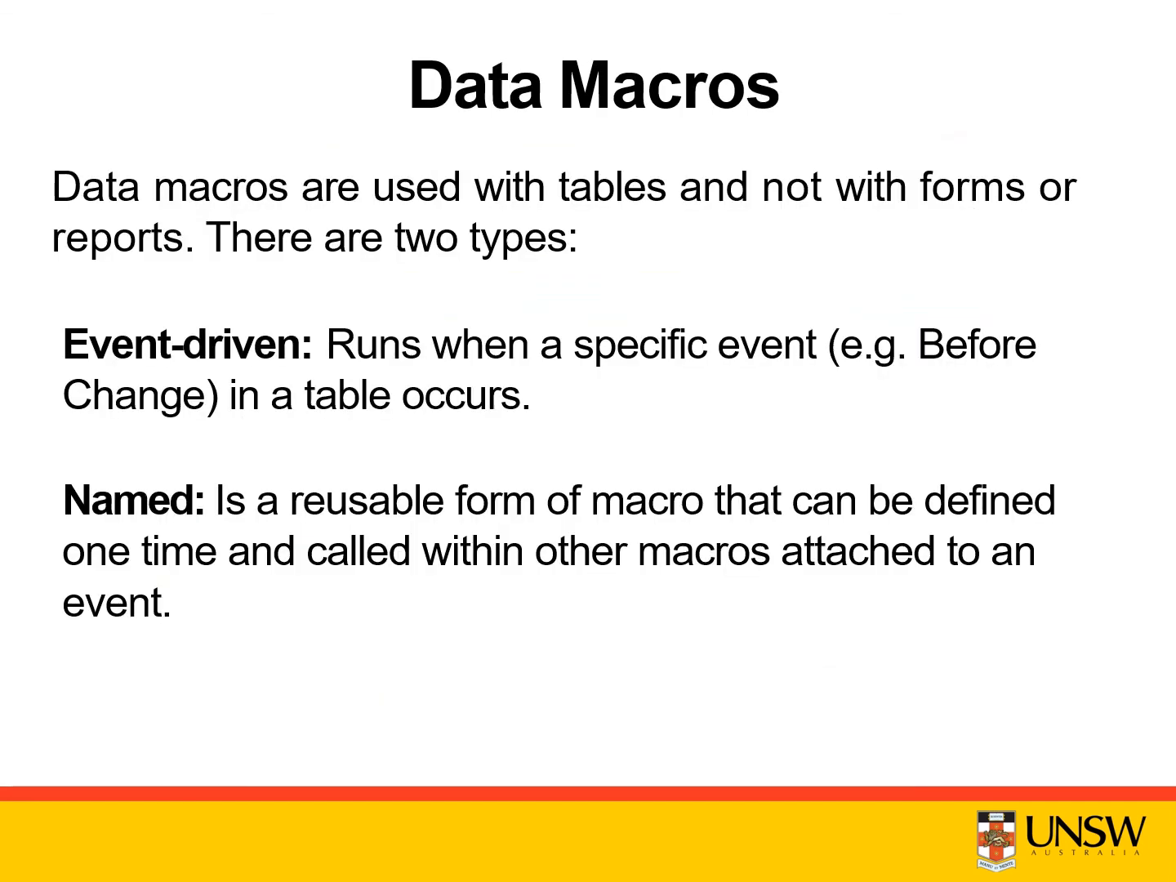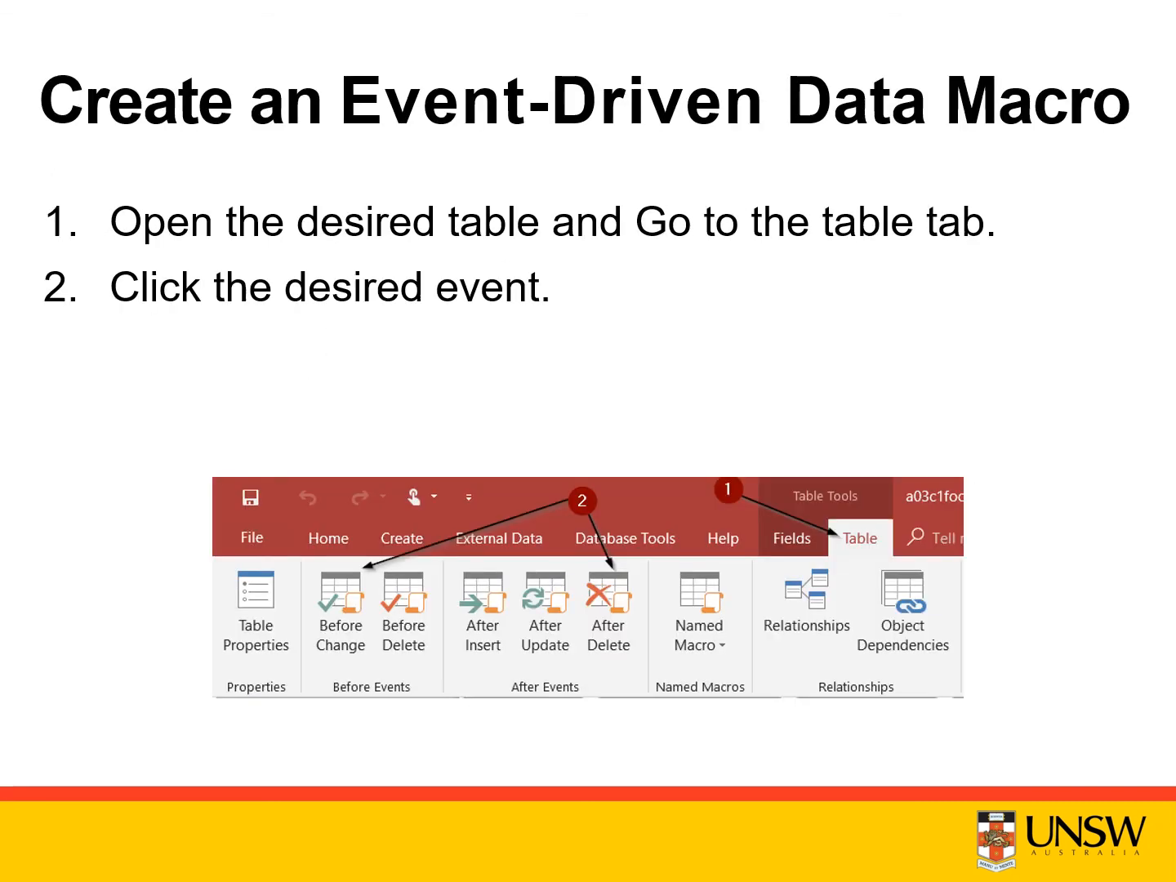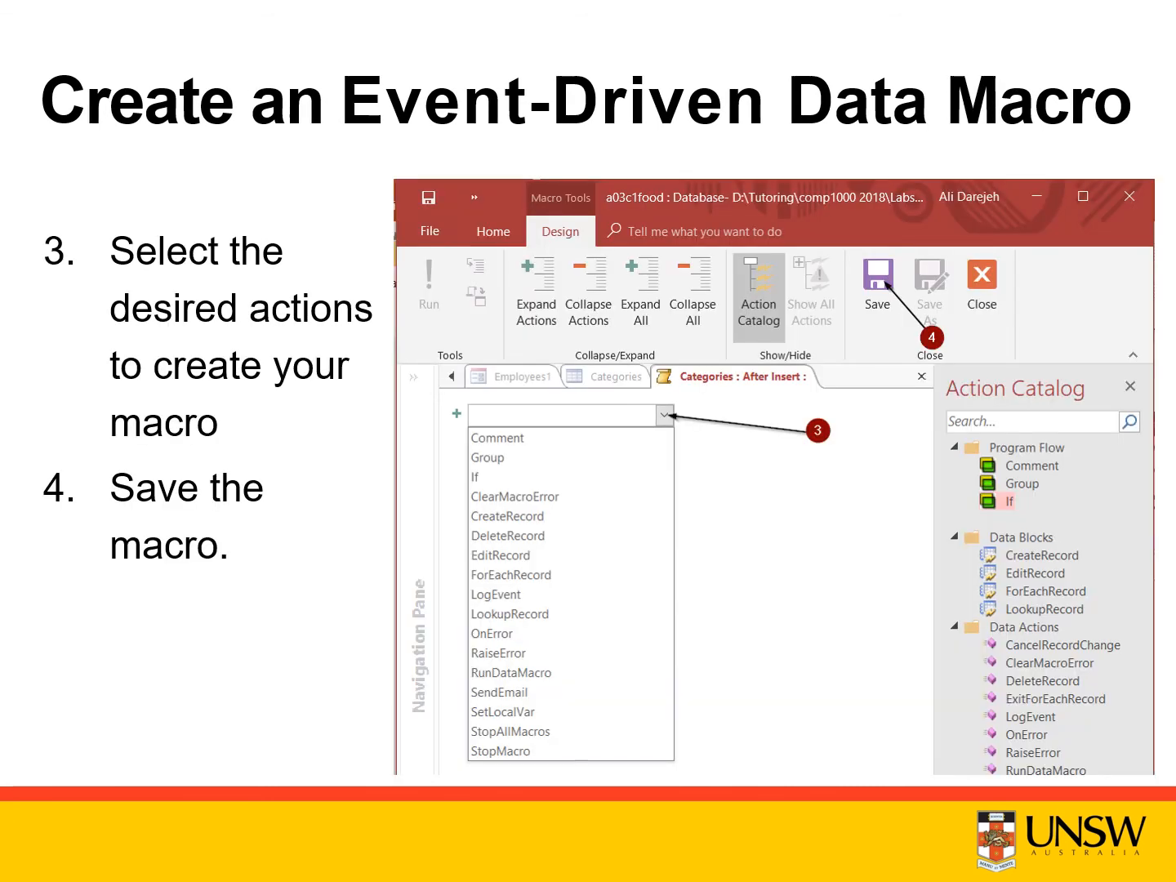In addition to the embedded and the standalone macros, there are 2 other types of macros called event-driven and named that are only used for the tables. In order to create an event-driven data macro, go to the Table tab and click the desired event. Then select the desired actions and save your macro.